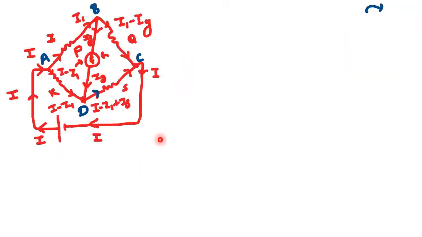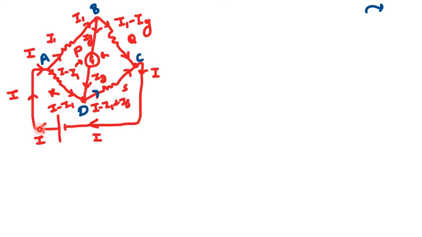Okay, now coming to Wheatstone bridge. So what is basically a Wheatstone bridge? If we look into this circuit, we have a battery, we have four resistances P, Q, R and S, and there is a galvanometer G between these two points B and D. So basically there are four points A, B, C and D, and there is a galvanometer which is connected between B and D. Now I'll distribute current.